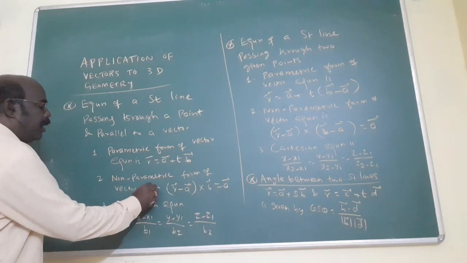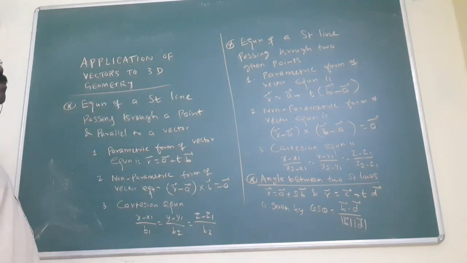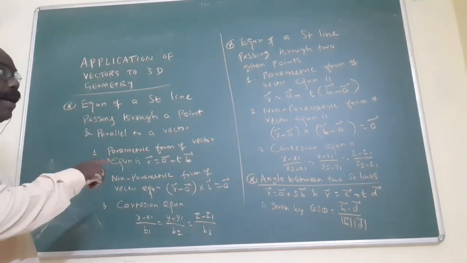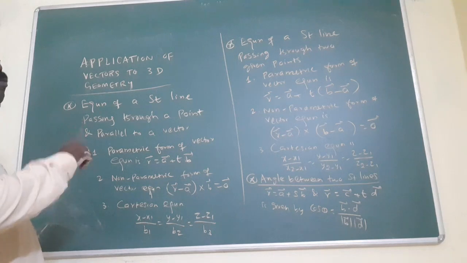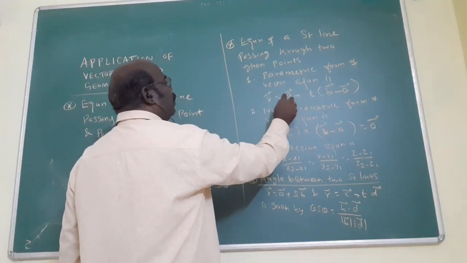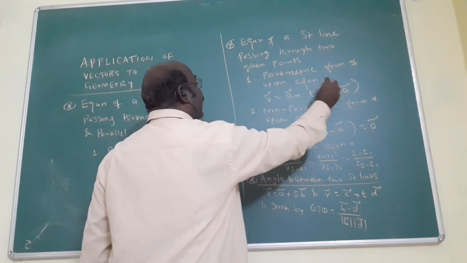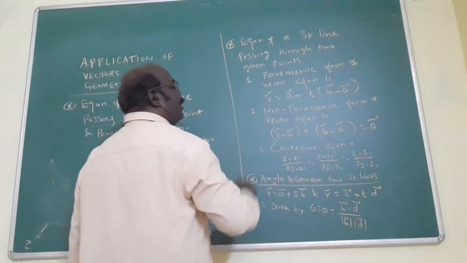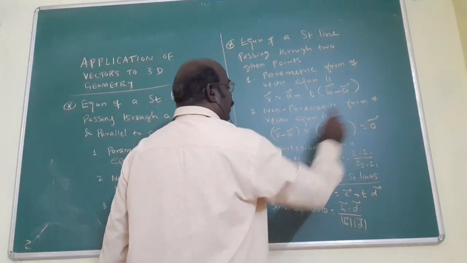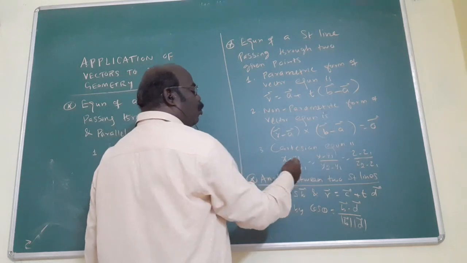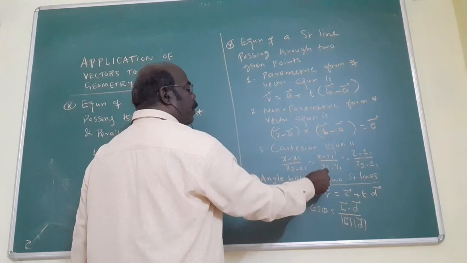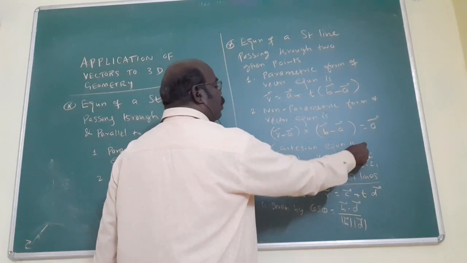Similarly, the equation of a straight line passing through two given points. The first one was one point and one parallel vector, but here both are points. That means the parametric form of the vector equation is R vector equals A vector plus t into (B vector minus A vector), t is a scalar. The non-parametric form is what? (R minus A) cross (B minus A) equals the zero vector. The Cartesian equation is the two-point formula: (x minus x1) by (x2 minus x1) equals (y minus y1) by (y2 minus y1) equals (z minus z1) by (z2 minus z1).